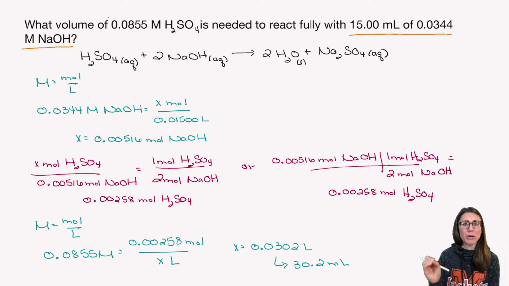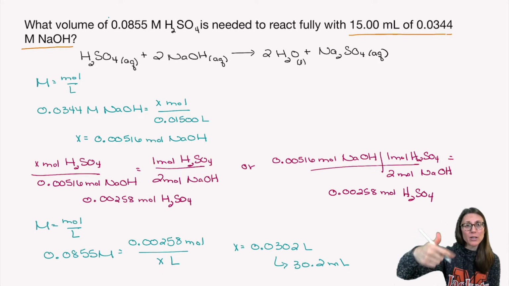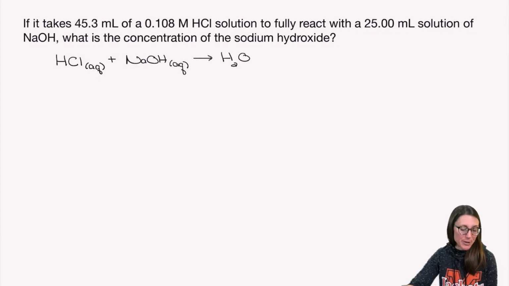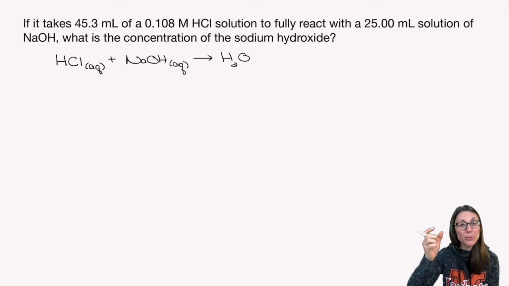Before I leave this, quick recap. Molarity equation, coefficients for the mole ratio, molarity equation. That's what we're doing for this. Second and final question, just a little bit different. Now I've got 45.3 milliliters of a 0.108 molar HCl solution, and I am trying to react this with a 25 milliliter solution of sodium hydroxide. The question now is, if those are the volumes necessary to get a complete reaction, what's the concentration of the sodium hydroxide that was being used?